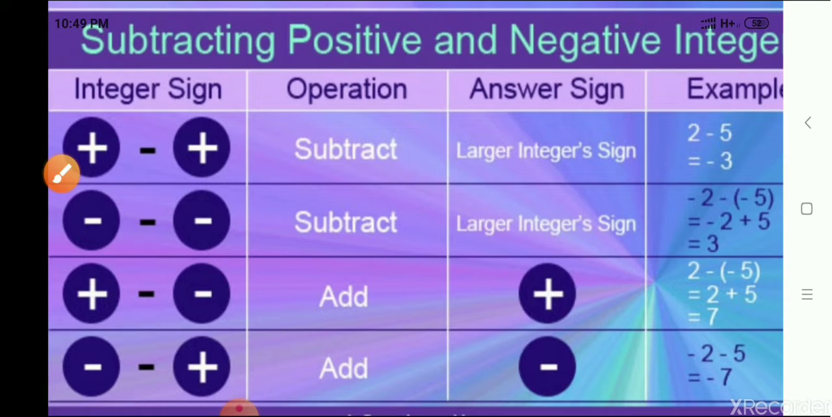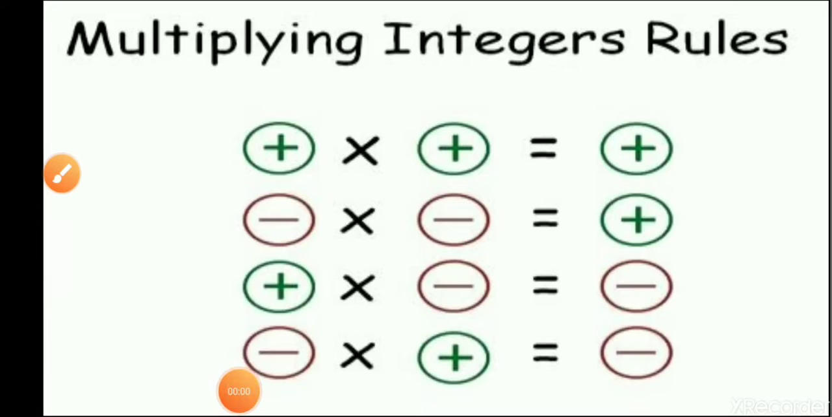Because in this case we have the resultant with the negative sign, our answer will be minus 7. Let us now see how to multiply the integers.